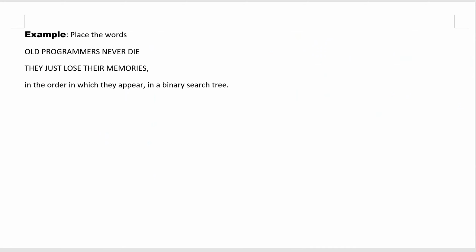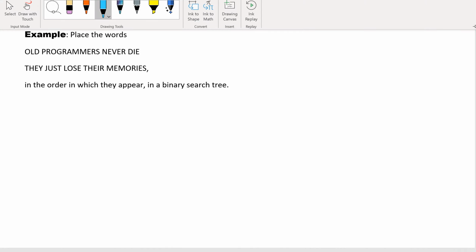Okay, so in this example, we want to place the words "Oh, programs never die, they just lose their memories." We want to place the words in the order in which they appear in a binary search tree. We follow the natural order of letters. So what are these?